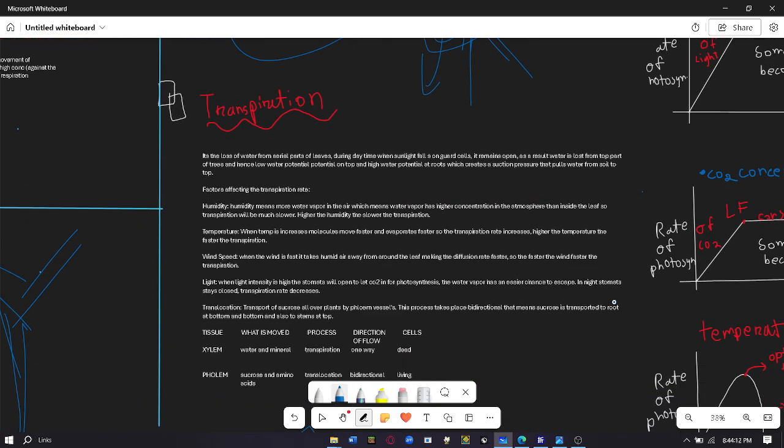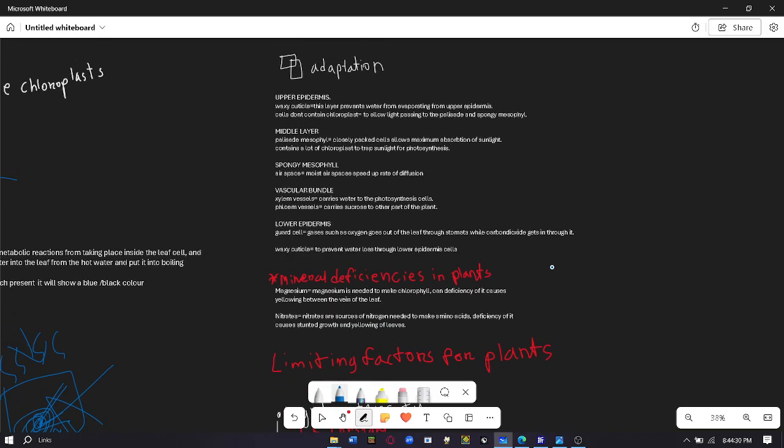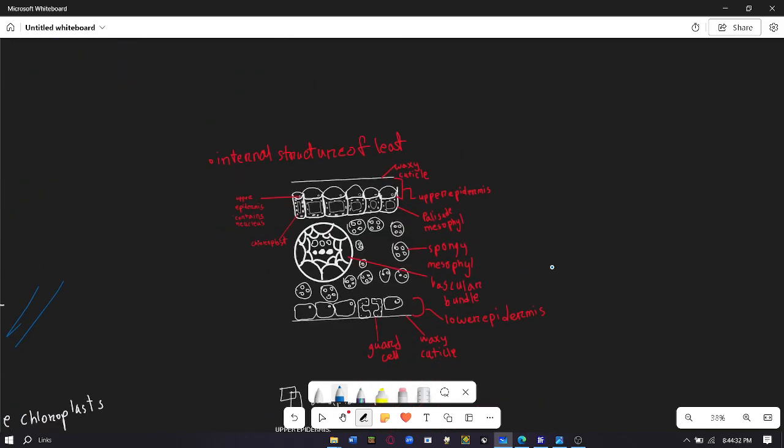Now, let's talk about xylem and phloem tubes as fast as possible, right? From what I remember, all you gotta know is that phloem tubes take sucrose, xylem tubes take water. Right. Now let's talk about, of course, the structure of the leaf.